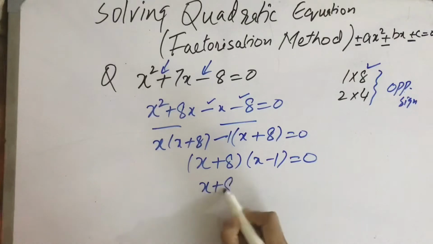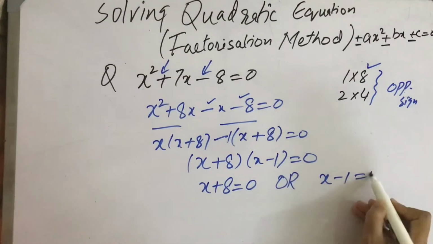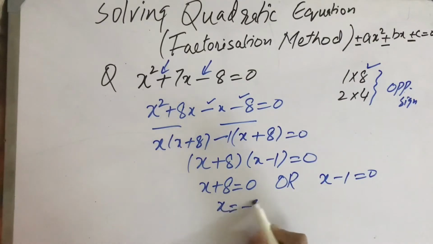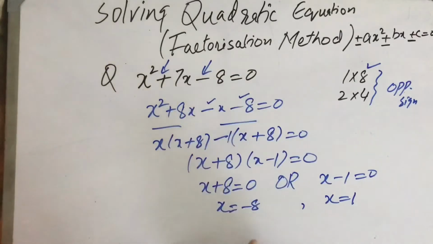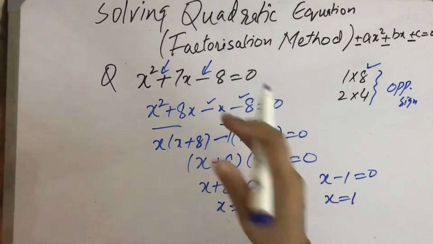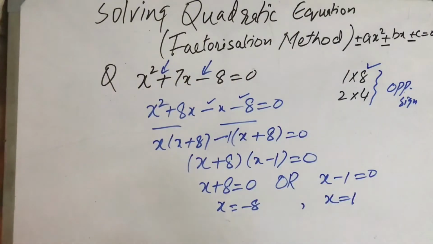Now x plus 8 equal to 0. One factor will come from here and the other factor will come from here. Our one factor will be minus 8 and the other factor will be 1. You can put these factors here. Instead of x you can put minus 8 or positive 1, and you will get the left side equal to 0, which is the right hand side.